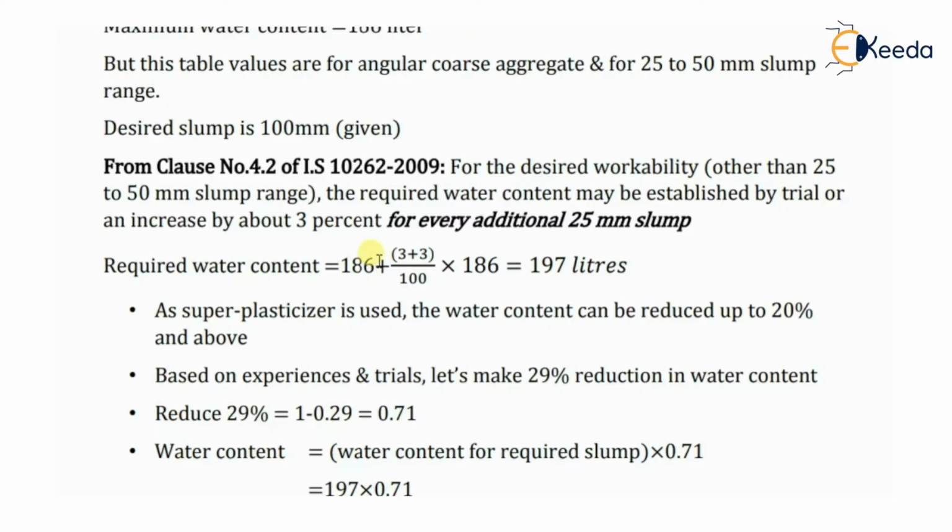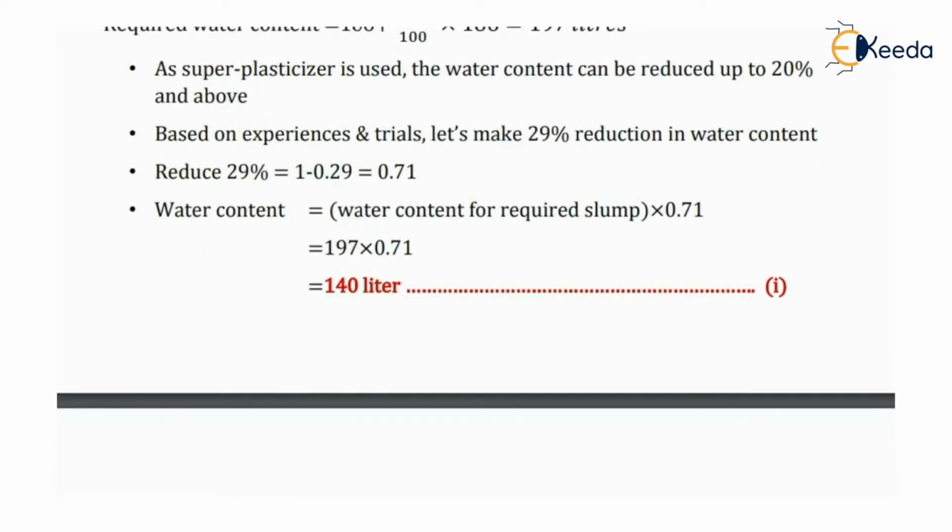So for increasing the water content by 6%, I will put the formula as this: 186 will be as it is, and I have to increase it by 6%, that is 3 plus 3, for every 25 mm it is 3. So 186 plus (3 plus 3) divided by 100 into 186, which comes as 197 liters. So our water content will be 197. But there is one more clause, that if superplasticizers are used, water content can be reduced up to 20% and above. You can reduce the water content by 20% or above if you are using any admixture. Here we are using superplasticizers.